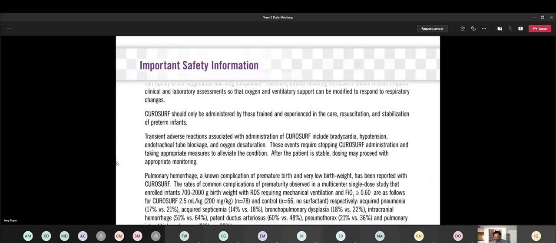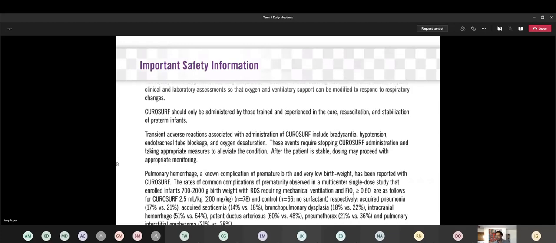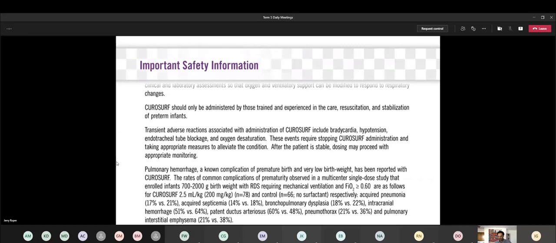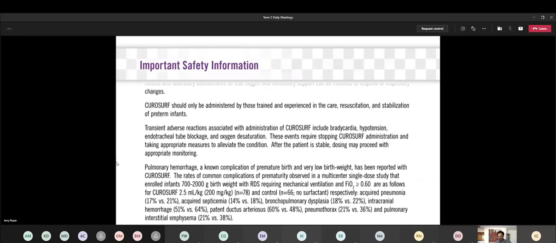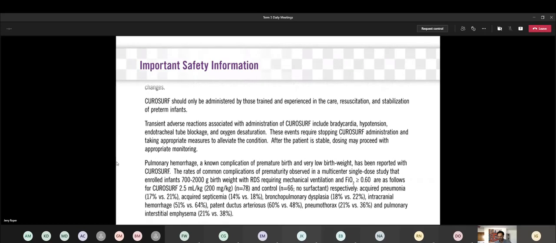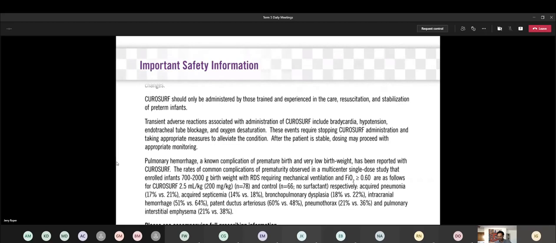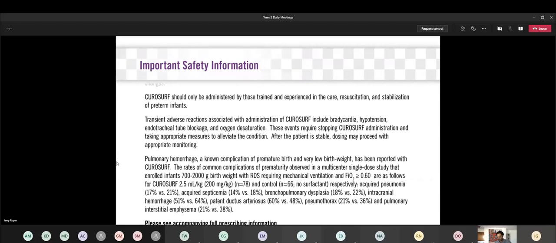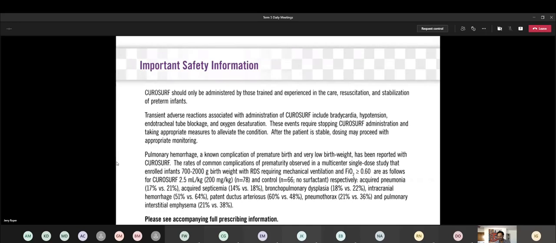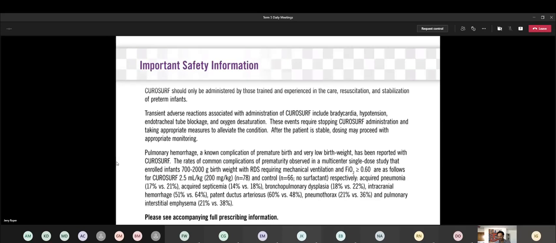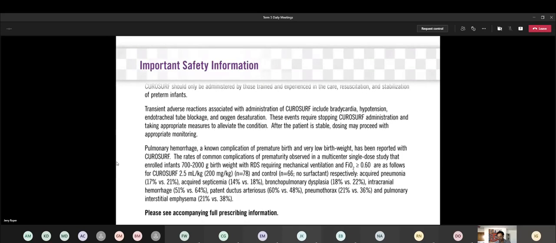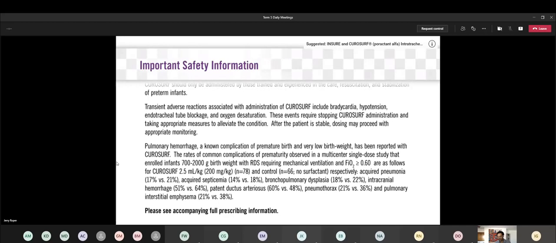Transient adverse reactions associated with administration of CuroSurf include bradycardia, hypotension, endotracheal tube blockage, and oxygen desaturation. These events require stopping CuroSurf administration and taking appropriate measures to alleviate the condition. After the patient is stable, dosing may proceed with appropriate monitoring. Pulmonary hemorrhage, a known complication of premature birth and very low birth weight, has been reported with CuroSurf.